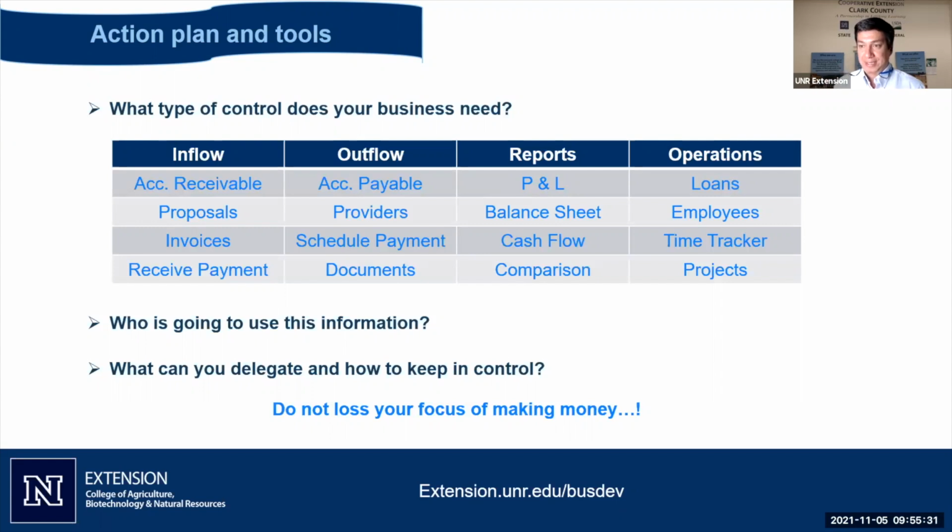Ask your business, what type of control do you need in your business? And try to divide the functions in these four columns: inflow, outflow, reports, and operations. So what is an inflow? Inflow of money coming in.